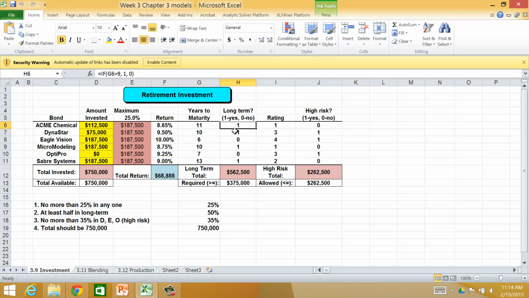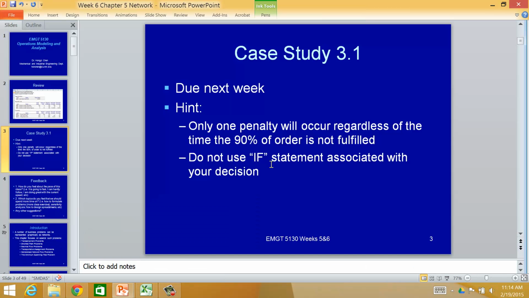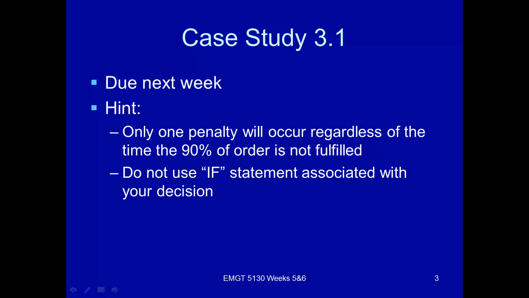Why we could use it at this place is because this if statement is not associated with how Solver is going to calculate our decision variables. It's not involved in the calculation of the decision variables. It's only giving us information. So these 1, 0, 1, 0 values are fixed no matter how the decision variables are calculated. They will only change if we change those inputs. But in that case study, if you try to use this if statement and have it associated with what Solver is going to suggest, then Solver won't work with it correctly. So try not to use it. That's the hint for case 3.1.